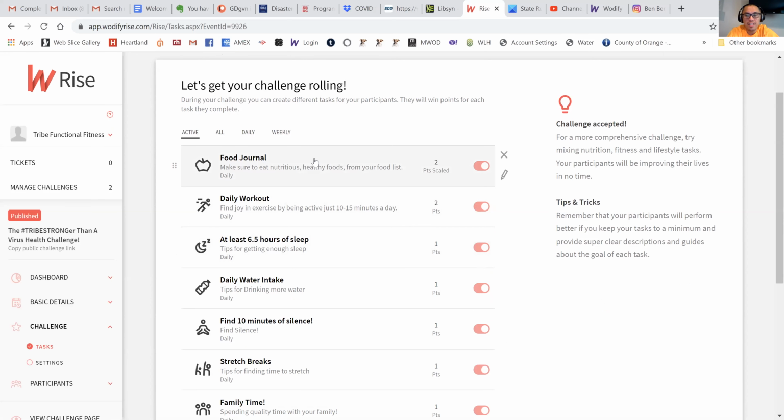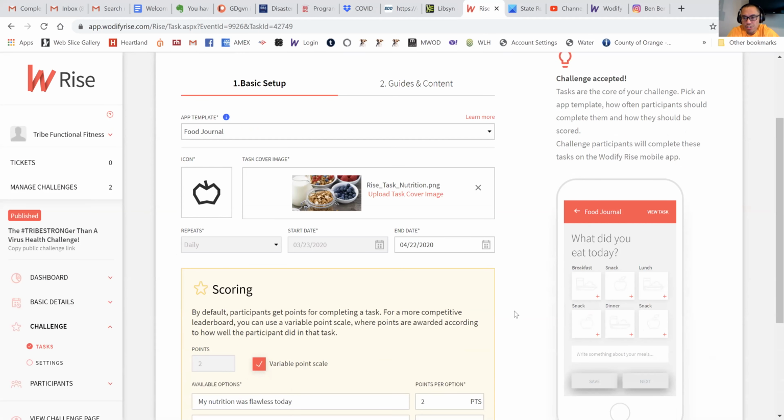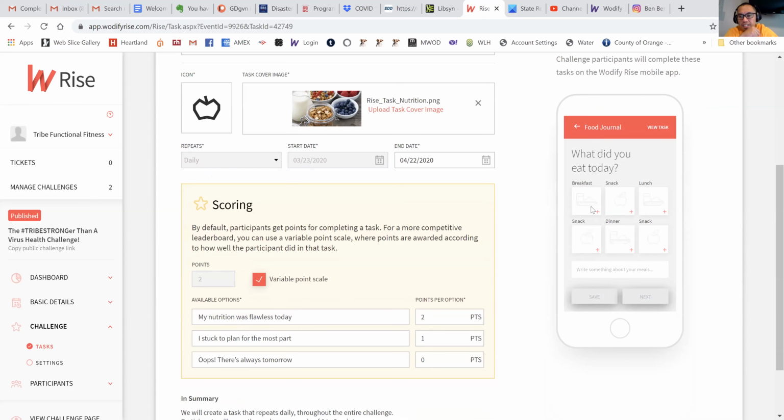Let's start with the first one, the food journal. Here on the right is what your screen would look like on your phone. It would say, what did you eat today? To keep everybody accountable for what they eat, we're going to add pictures here. You want to take pictures of your food before you eat it.